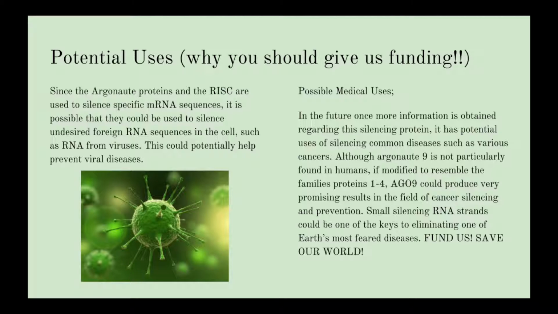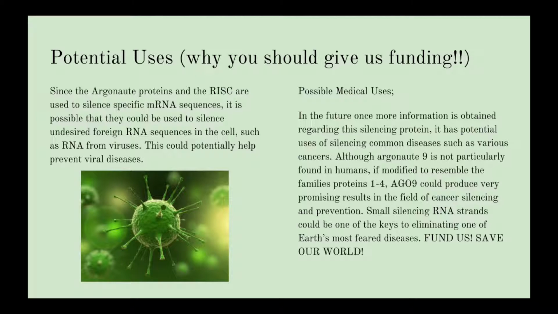Potential uses. Why you should give us funding. Since the Argonaut proteins and the RNA-induced silencing complex are used to silence specific mRNA sequences, it is possible that they could be used to silence undesired foreign RNA sequences in the cell, such as RNA from viruses. This could potentially help prevent viral diseases.